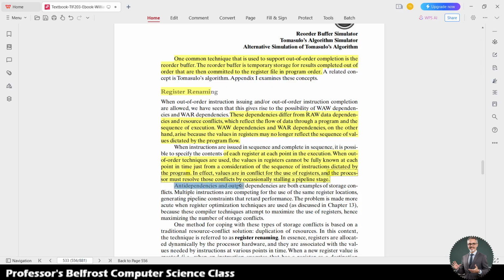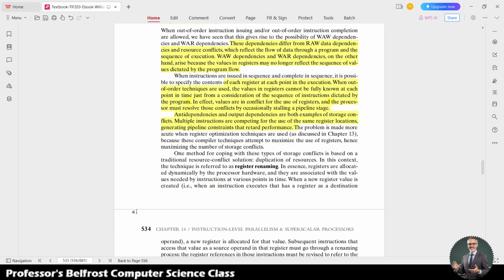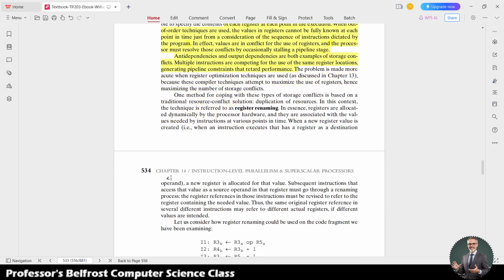Anti-dependencies and output dependencies are both examples of storage conflicts. Multiple instructions are competing for the use of the same register locations, generating pipeline constraints that retard performance. There are some methods for dealing with this. One traditional method is duplication of resources. In this context, the technique is named register renaming.